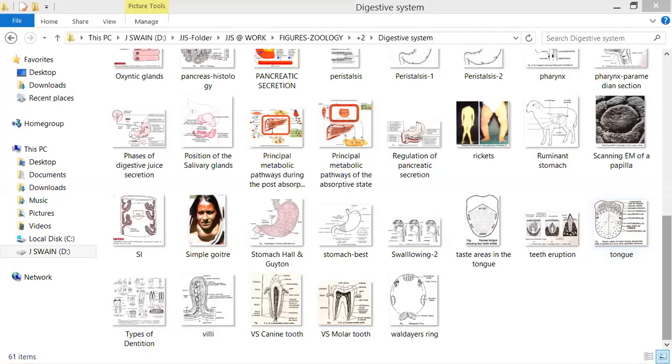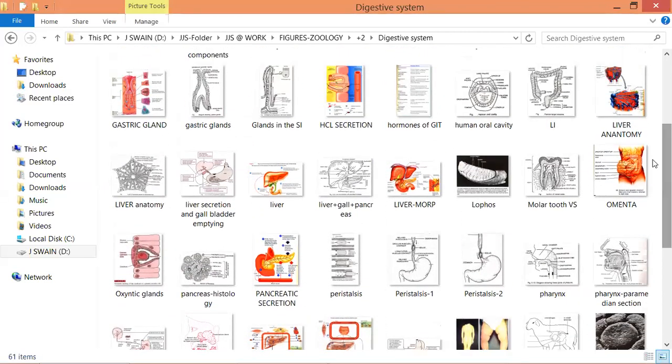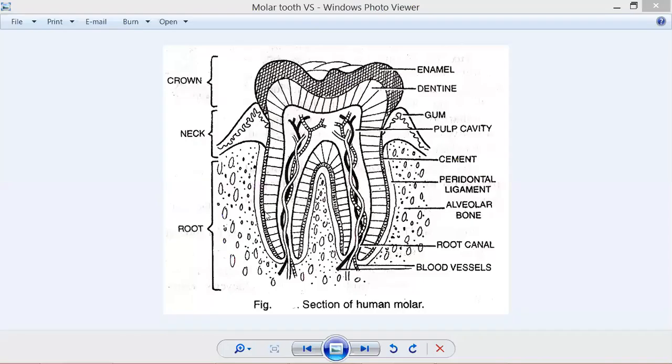Sir, doubt. Sir, in that classification on the basis of attachment to jaw bones, one type was thecodont teeth. I don't understand, if the teeth will not be attached to the socket, how will it work? I mean, how can there be another type of teeth? They can float, they can be in your gums. Okay, so sir, how will that work? That will come out, no?